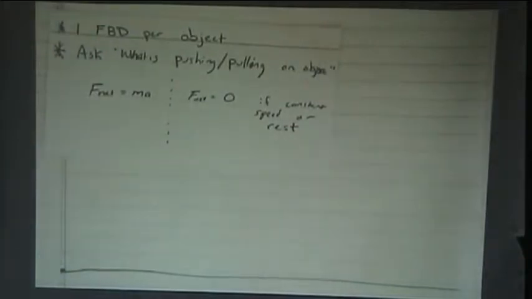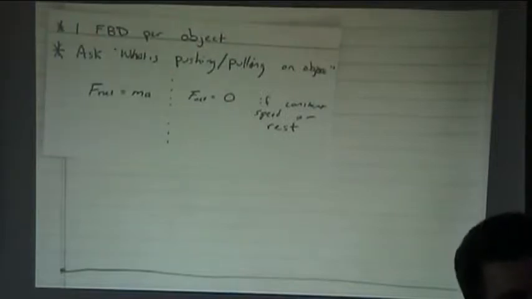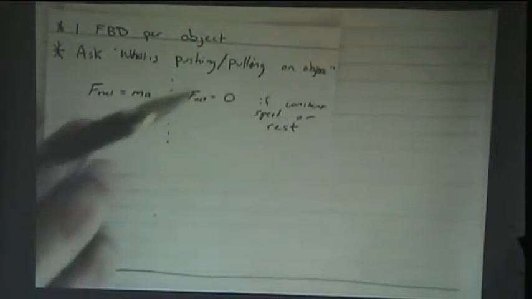Any object gets its own free body diagram. Remember, we might be interested in the forces, but forces have to act on an object. So we always put the object at the center of our picture and then ask ourselves what's pushing or pulling on the object. Then we start our equations by either saying net force equals mass times acceleration, or net force equals 0 if we're at constant speed or at rest in either the vertical or the horizontal direction.